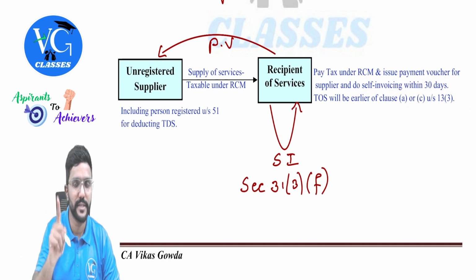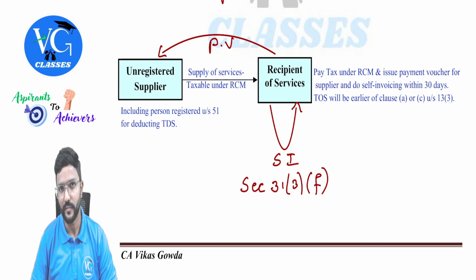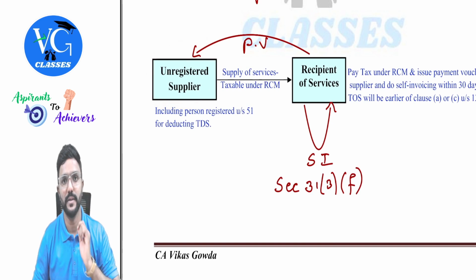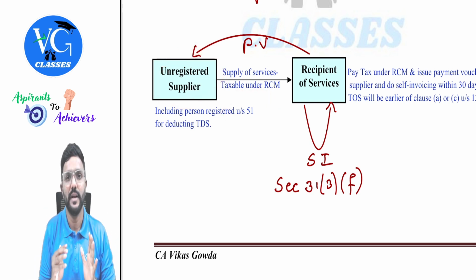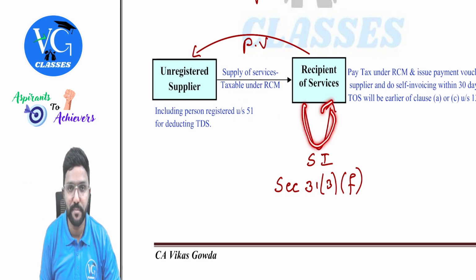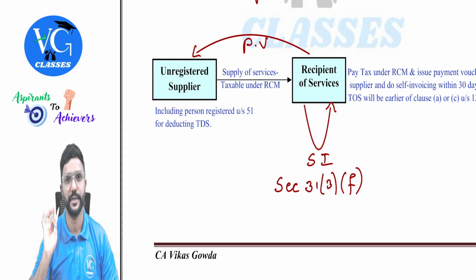If you remember, I had already explained this in detail when I was covering the time of supply. An unregistered supplier will also include one more person. Assume the supplier is registered under GST only to deduct TDS under section 51 and they are not making any taxable outward supply. For self-invoicing purpose, even though they are registered, we still treat them as unregistered.